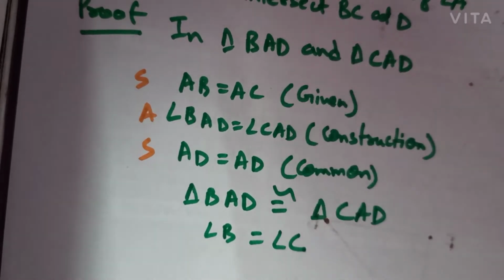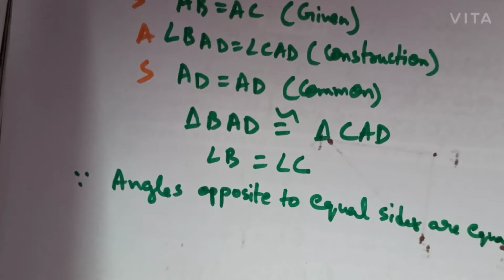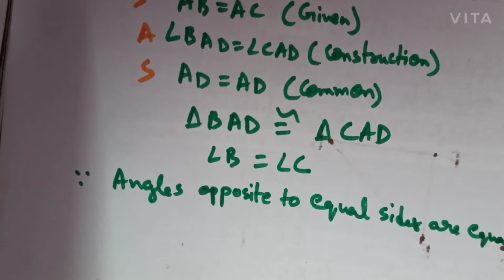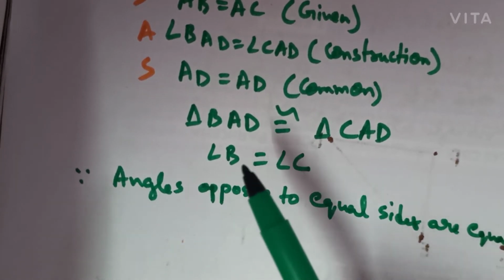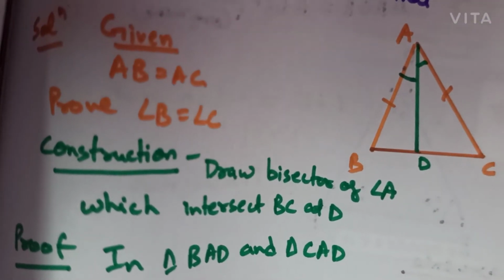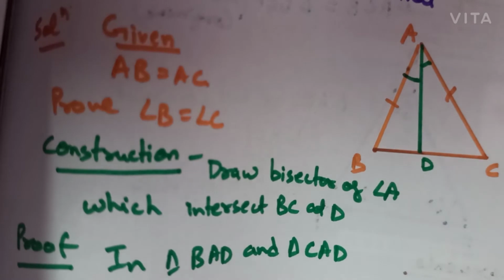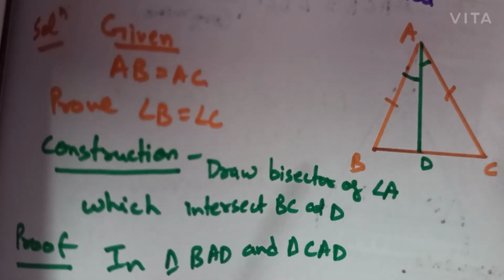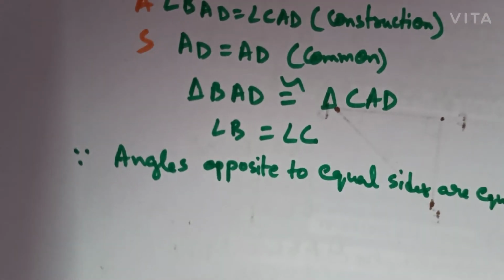So this is proved. Therefore, it is proved that angles opposite to equal sides are equal. That is, if AB is equal to AC, then the angle opposite to AB, that is angle C, is equal to the angle opposite to AC, that is angle B. That is, angle C equals angle B. So this is what we have proved, that angle B is equal to angle C.